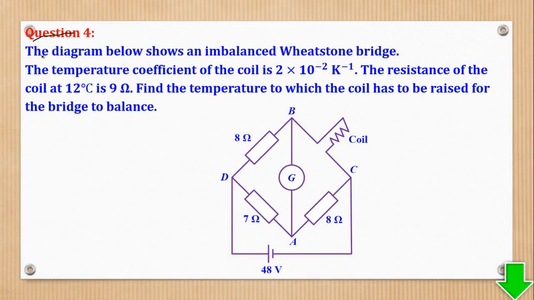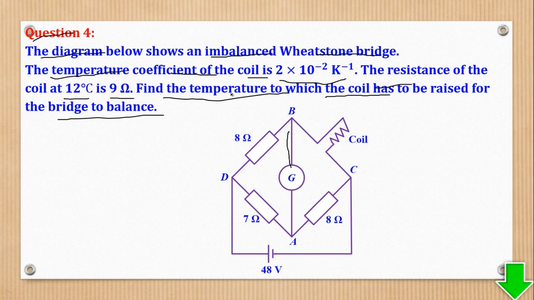Then question 4, the diagram below shows an imbalanced Wheatstone bridge. Imbalanced means current still goes through this. The temperature coefficient of the coil is this per Kelvin. The resistance of the coil at 12 degrees Celsius is 9 ohm. Find the temperature to which the coil has to be raised for the bridge to balance. Remember, it was imbalanced.